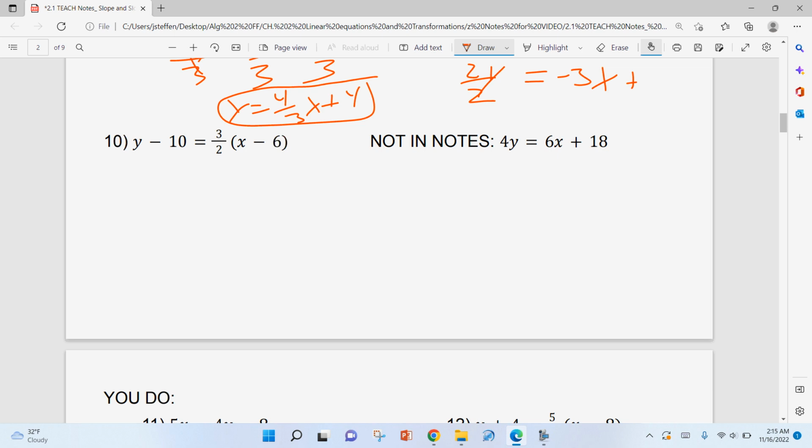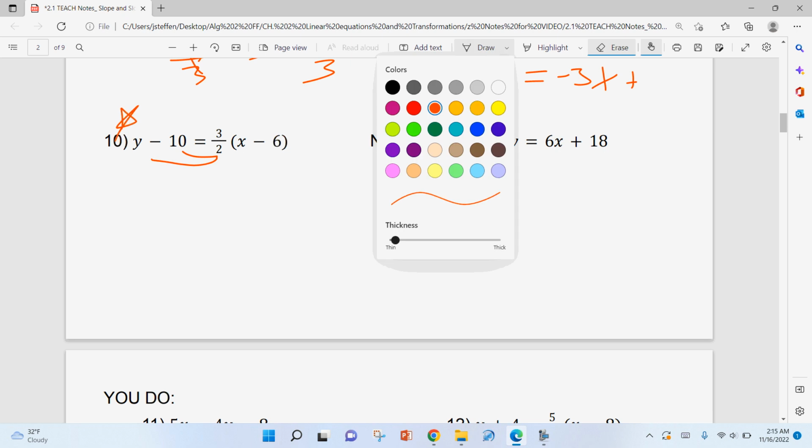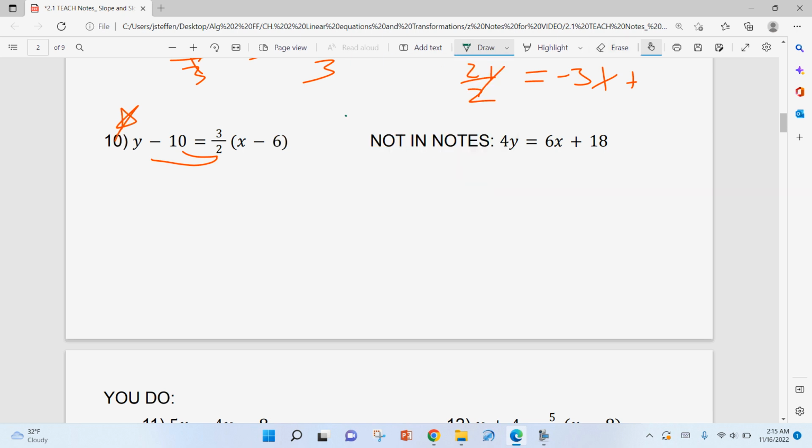I'm not going to make you do point-slope form in other problems, but you will have a problem that looks like this, and it says put it in slope-intercept form. So yes and no, I'm not going to make you do it for every problem, but you will have to be familiar with this. So the trick, take your denominator and distribute it to the left. Take your numerator, distribute it to the right.